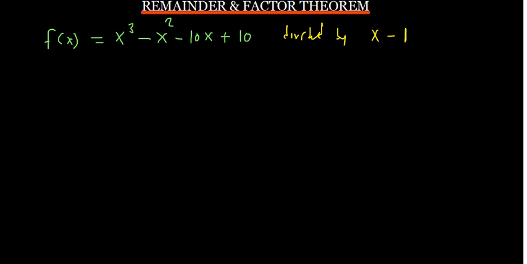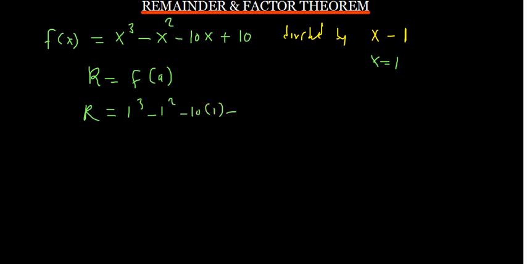So what do you do? You are going to say the remainder should be equal to f of a. If I find the remainder to be 0, then this is a factor. If not, then it is not. So equate it to 0, I'm going to find that x is equal to 1. So the remainder then is going to be 1 to the power 3 minus 1 to the power 2 minus 10 multiplied by 1 plus 10. This will give us the remainder being equal to 1 to the power 3 is 1, 1 to the power 2 is 1, 1 minus 1 is 0, isn't it?